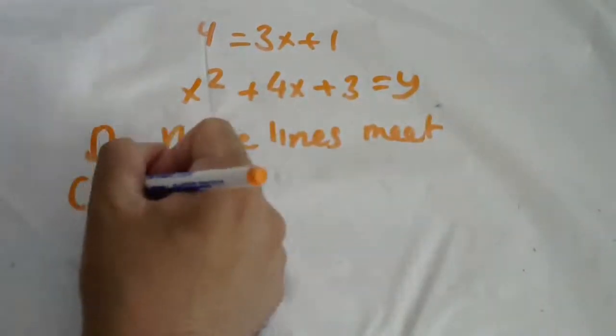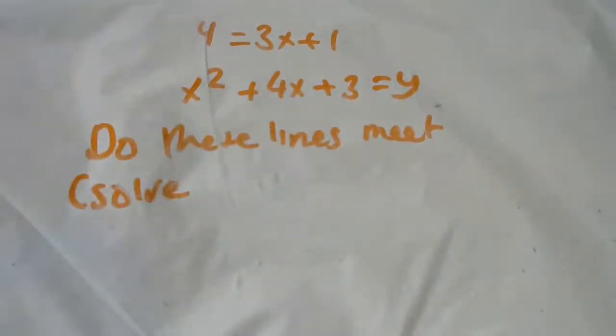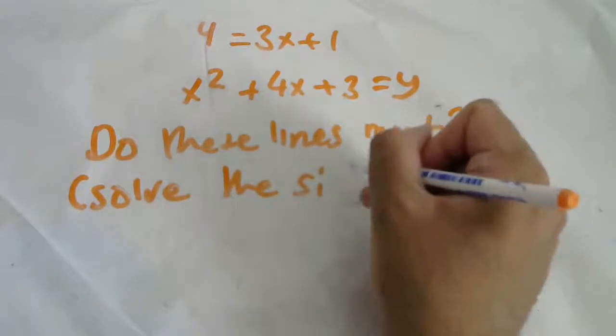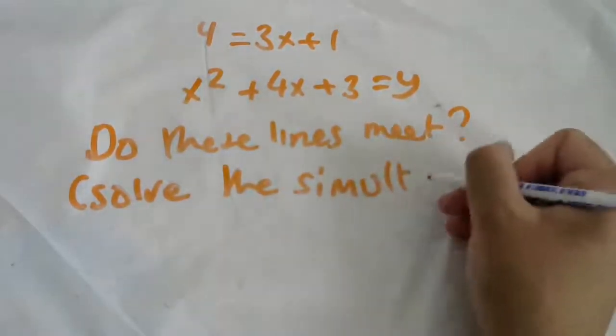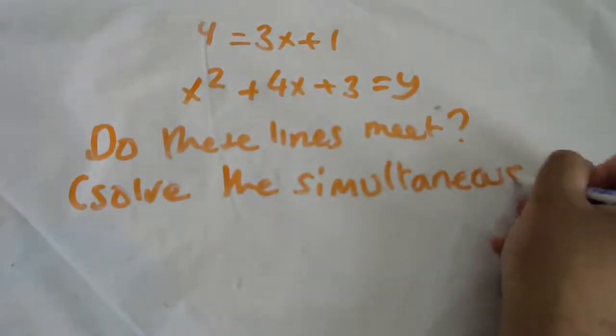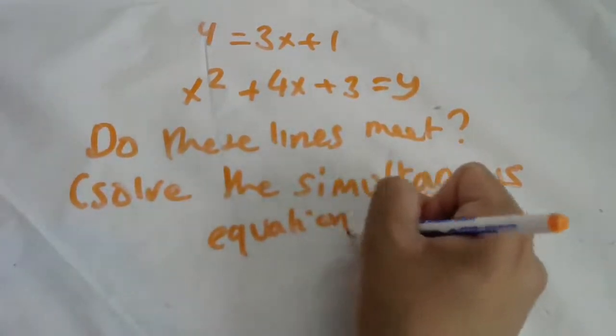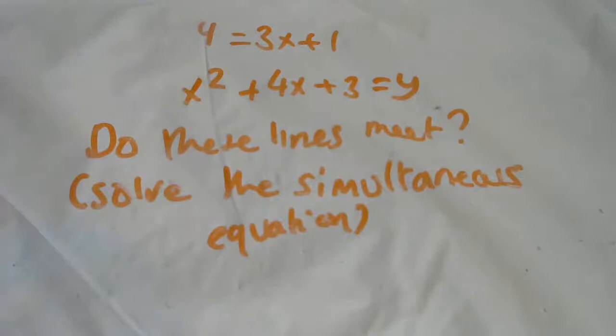Or solve the simultaneous equations. They both mean the same thing. Because where the lines meet is where the solution to the simultaneous equations are. So if someone asks you, do these two lines meet? They're basically saying, solve these as simultaneous equations and see if you get any answers. All right?